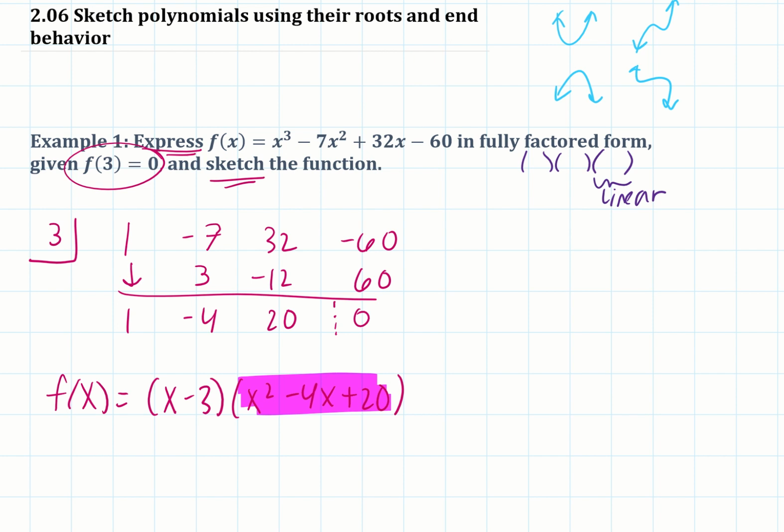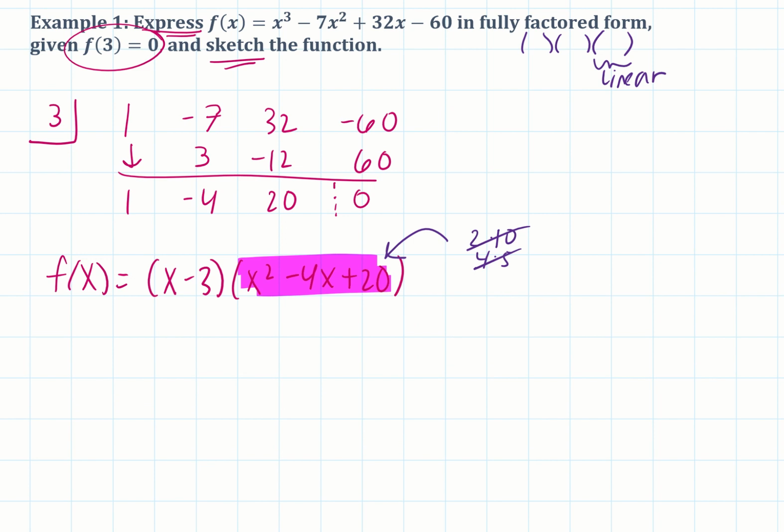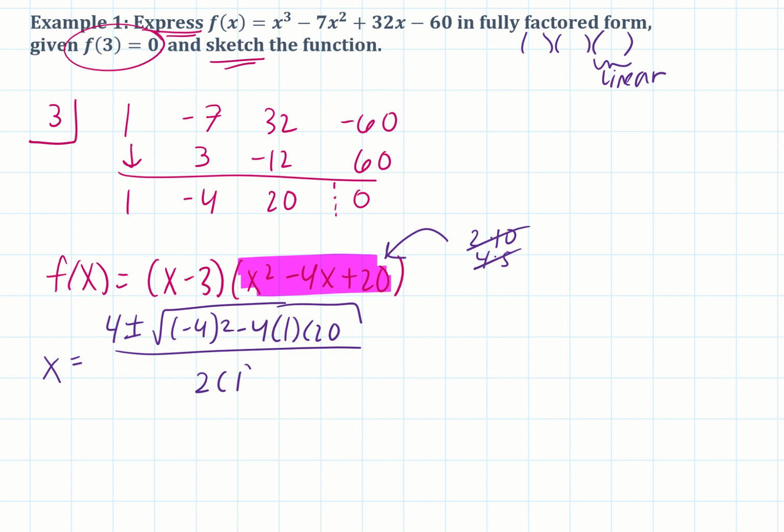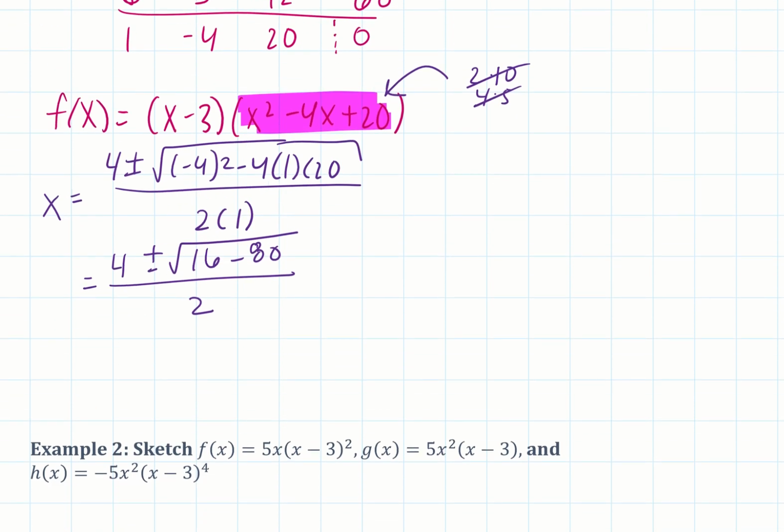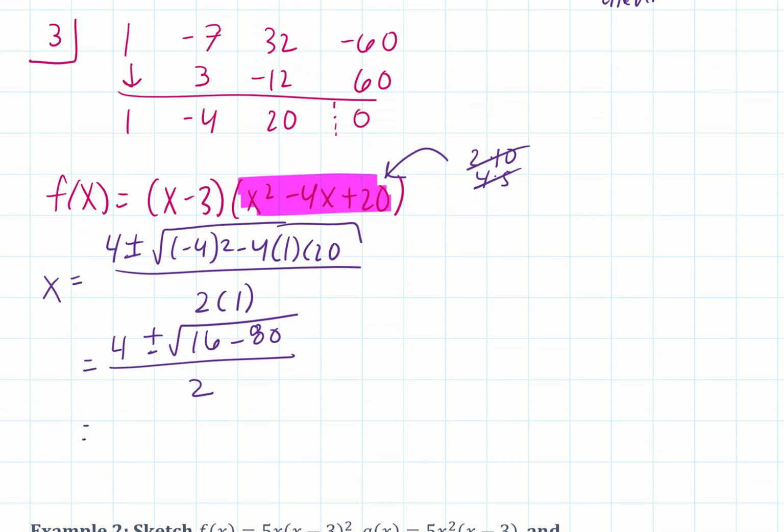So let's see if we can factor x squared minus 4x plus 20. 2 times 10 won't work, 4 times 5 won't work. Yikes. Well, because x squared minus 4x plus 20 can't be factored, we can use the quadratic formula in order to figure out what those last two roots are. We know by the fundamental theorem of algebra that this cubic function, of course, has 3 roots. We know one of the roots is 3. We just have to find the other ones.